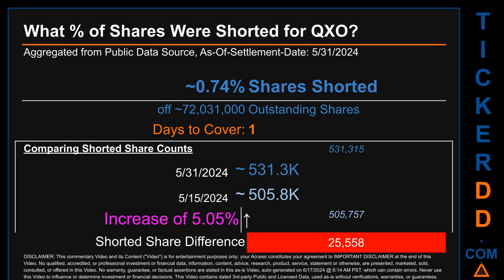When I compare the current 2-week period data snapshot against the previous period, ending in settlement date, May 15, 2024, I find that the current snapshot had roughly 25.6 thousand more shares shorted. This means that, compared to the previous snapshot, the current snapshot has an increase of 5.05% of shorted shares.